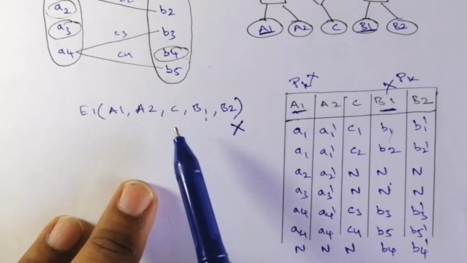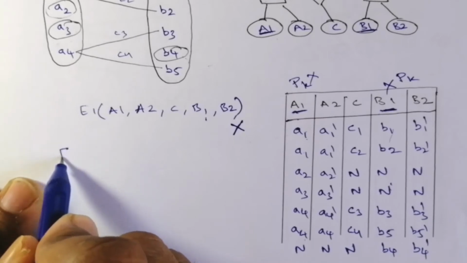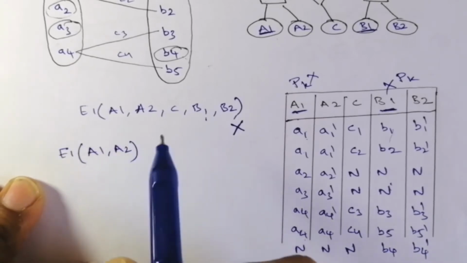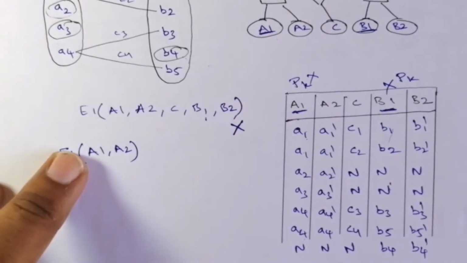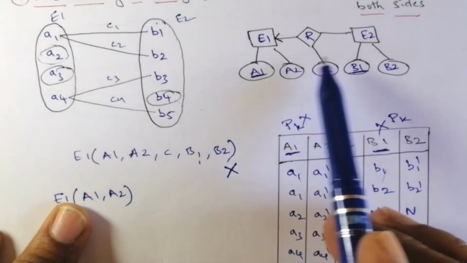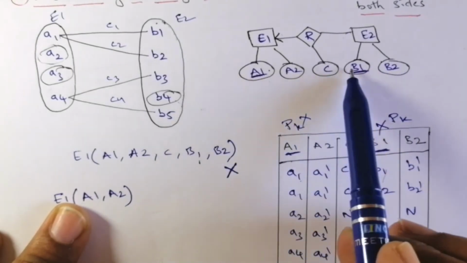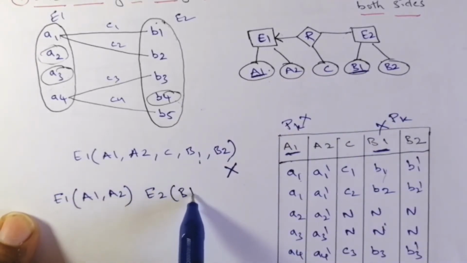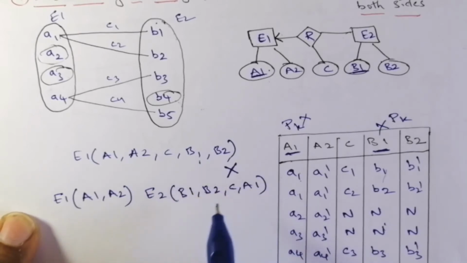Now we have to check for another possibility. Let us check E1 of A1 comma A2. Always remember that it is going to be absorbed into the many side. So what I am going to do is combine this to this side: B1 B2 A1 and C. So E2 is going to be B1 B2 C comma A1. Let us check for these particular relations.